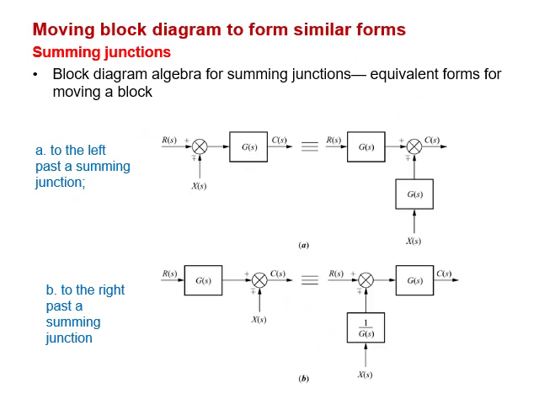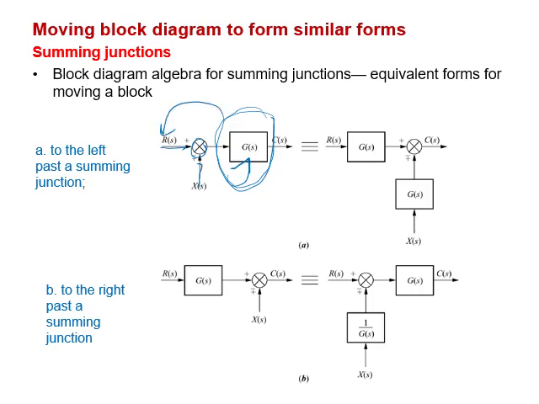Sometimes we are allowed to move a block from its location to another location, but we have to keep its effect. Like here, for example, if I have this arrangement, R(s), X(s), a summing junction, and here we have G(s). If for any reason I don't want G(s) to be here, I want to remove it from here, that's going to make things easier for me. If I want to remove it, it's in the output. I can send it to the input.